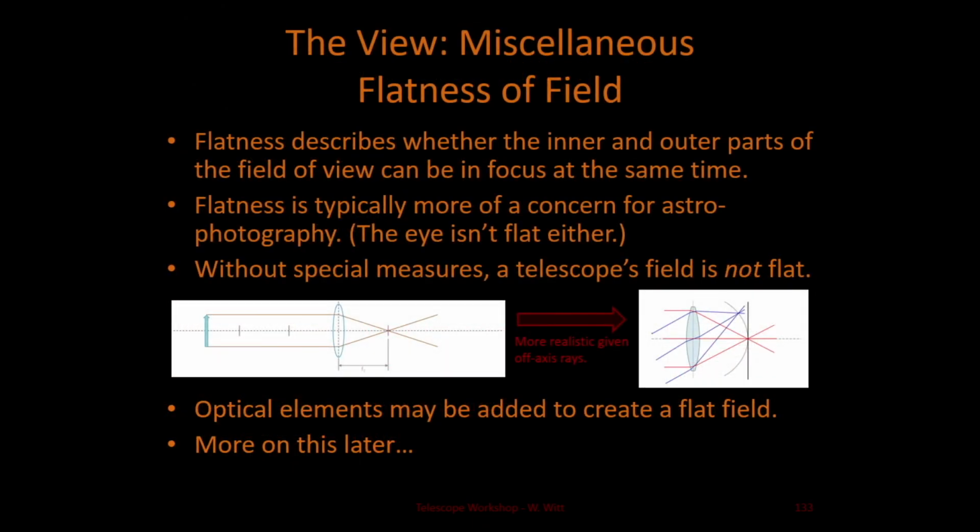Okay, so more about the view, flatness of the field. This is something that sometimes makes more sense when we talk about astrophotography, or it's at least a more desirable quality. But we can talk about it in visual observing as well. So it describes whether the inner and the outer parts of the field of view can be in focus at the same time. And the lenses that we're using, they're round.